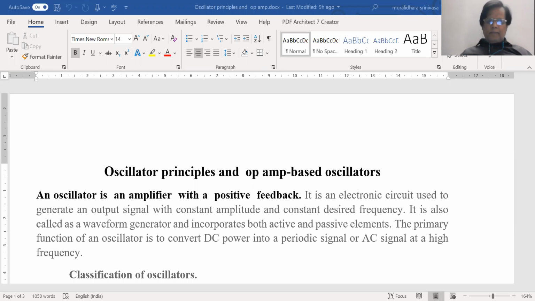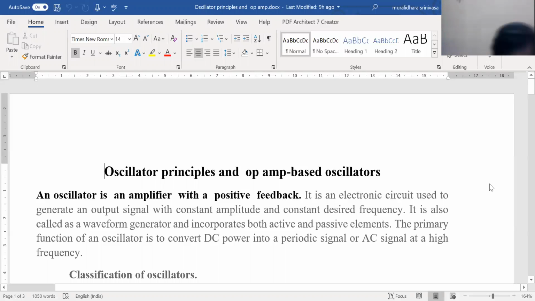Welcome back for session number 6. This will be on oscillator principles and op-amp based oscillators. As you know, an oscillator is an amplifier with positive feedback. We have so far concentrated on negative feedback in amplifiers. If you give a positive feedback to an amplifier, it results in an oscillating system provided certain conditions are met.